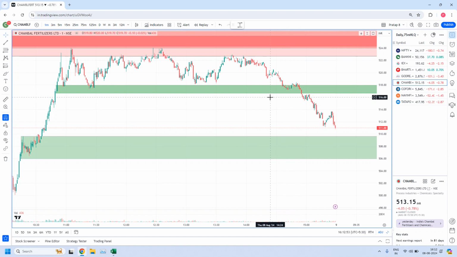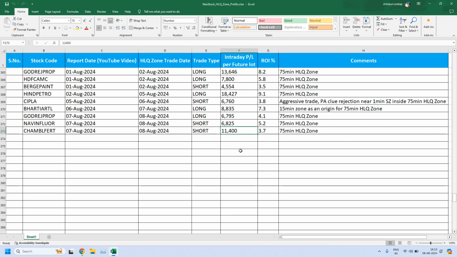Okay. So this is the reason why our profit is calculated from our 5-minute fine-tuned area till this 1-minute high liquidity zone, your target. Even then you got a profit of 11,400 rupees, otherwise you would have got double the profit. And you would have achieved your intraday ROI of 6%. Because of the 1-minute zone, we achieved only 3.7% ROI.